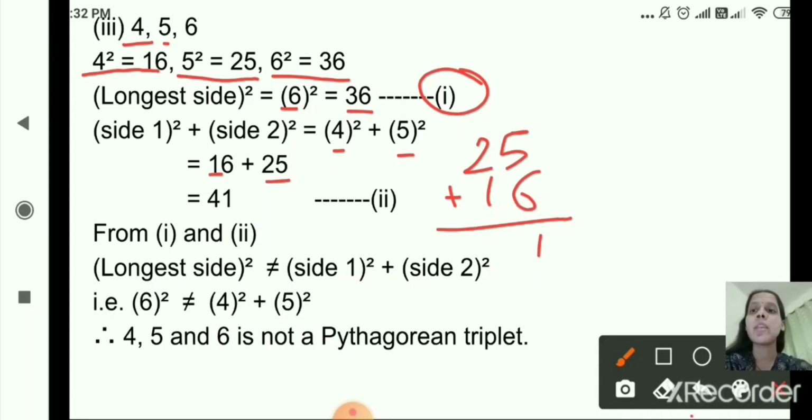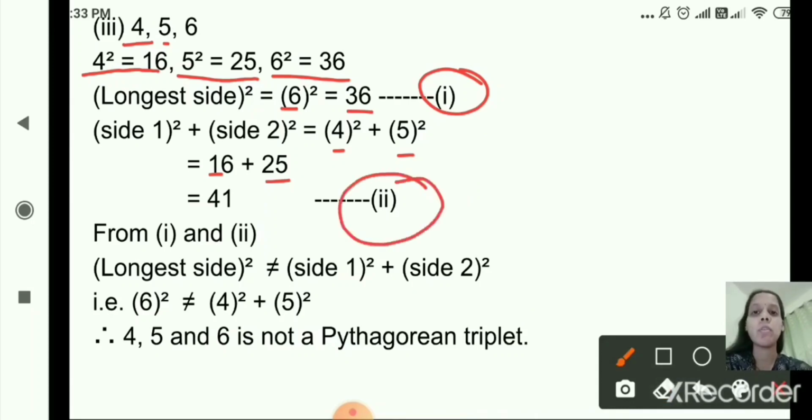So 16 plus 25, that is 41. So this is now the second statement, correct? Okay, now this is the second statement. And what is the first statement here? Longest side square, what did we get? 36. And what is the second statement? Side 1 square plus side 2 square is equal to 41.